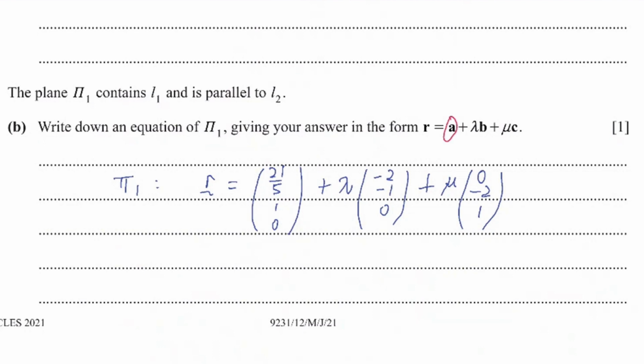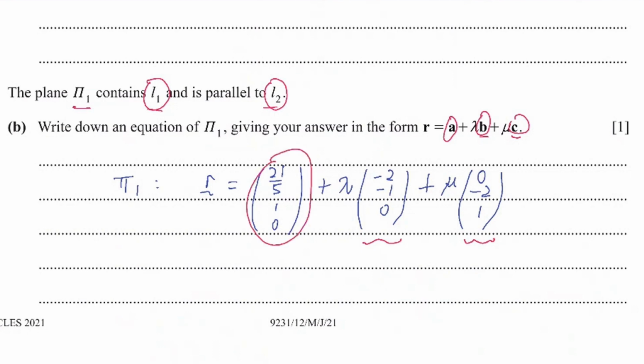A is the point that the plane passes through. B, C are parallel vectors, which are parallel to the plane. In this case, B and C here are just the directions of L1 and L2. Pi 1 is parallel to L2, so we can take the direction of L2 as one of the vectors which is parallel to the plane. And since the plane pi 1 contains L1, we are taking the direction of L1 as the vector which is parallel to the plane as well.